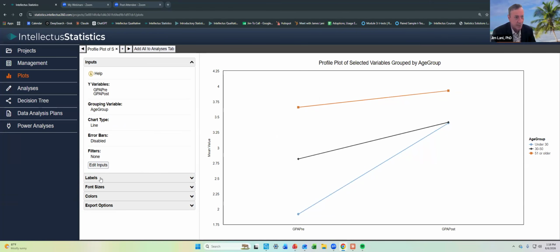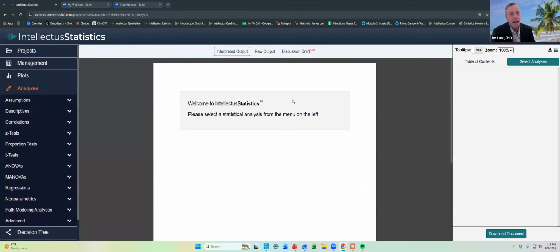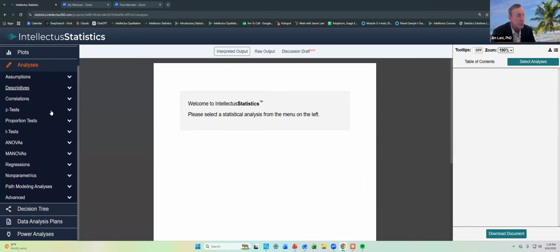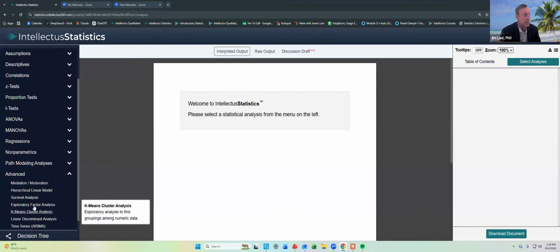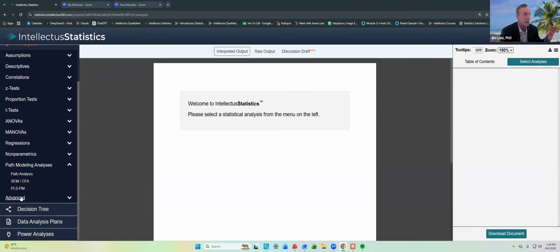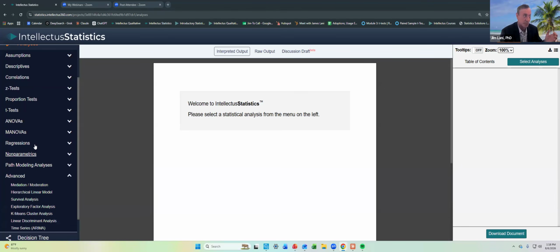And there's different options here for labeling and so forth. Okay. Under the analyses, we do really have probably 80 analyses and lots of permutations of these things. But descriptives through correlations, through t-tests, and so forth. We even have more advanced models, for those that are very comfortable. You're not going to find an easier tool to run SEM or mediation moderations.